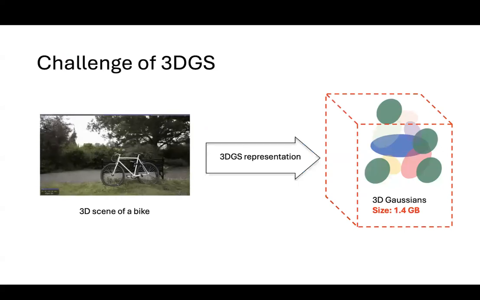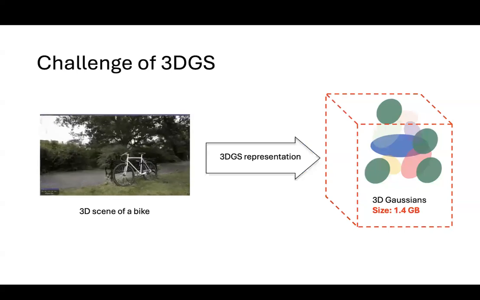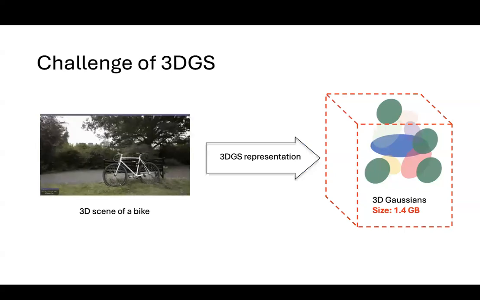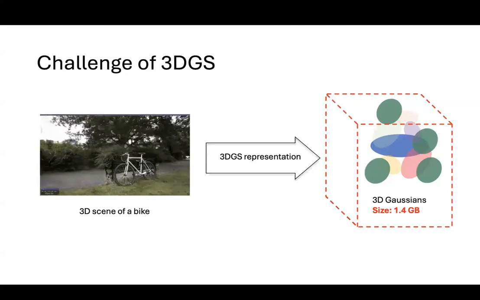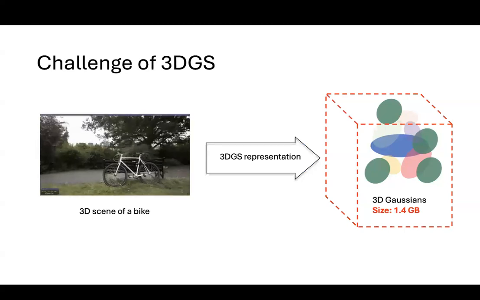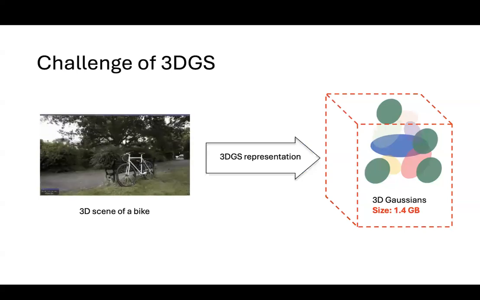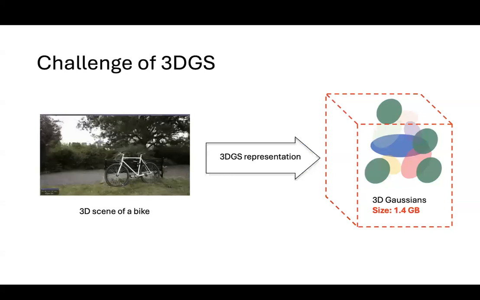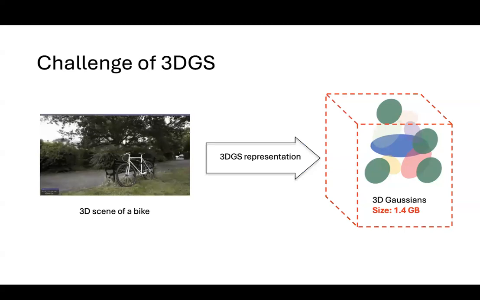Once trained, the scene is composed of millions of Gaussians. Since each point and its attributes are stored independently, a significant number of Gaussians in 3DGS representation introduces a significant storage cost. For instance, 3DGS requires 1 GB to render a 360 scene of a bike that inhibits its scalability.